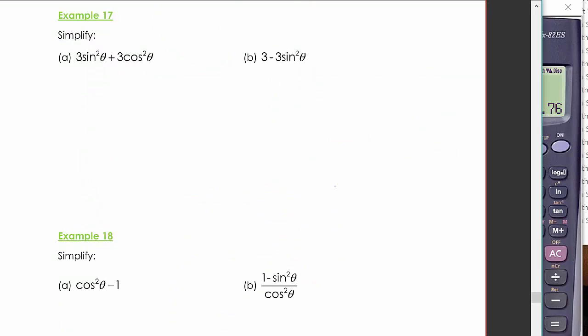So we want to simplify these. Well, in this case, if I just factorize here, we know that sine squared plus cos squared is 1. So the answer there is just 3.